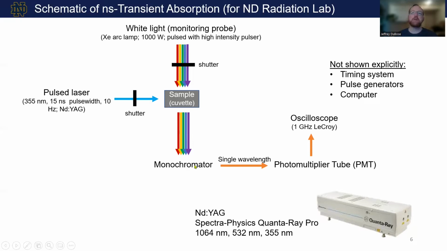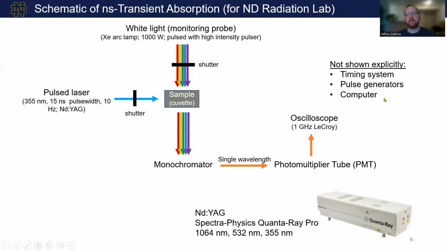Instead of looking at the whole spectrum, we typically only look at one wavelength at a time. So the monochromator allows us to pass a single wavelength to the photomultiplier tube, also called the PMT. And then the changes in the voltage on the PMT are read by an oscilloscope, typically something with a fast response time of about 1 gigahertz. So this is the typical schematic that we have. What's not shown explicitly is the timing system that times all of these different things that are happening, the pulse generators, or the computer that controls everything.